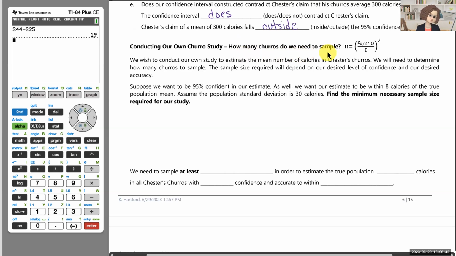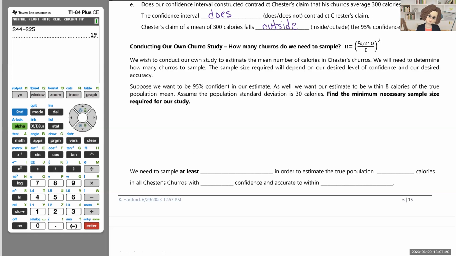The number of churros that would need to be sampled is going to be based on two things: how confident we'd like to be in the results of our study, our interval, and we also want to take into consideration how accurate we'd like to be. In other words, how big of a margin of error are we willing to accept? So let's say that we do want to construct a 95% confidence interval, and we want our estimate to be within 8 calories of the population mean.